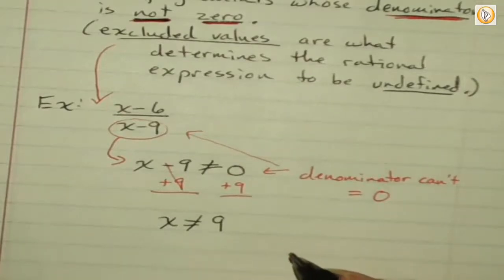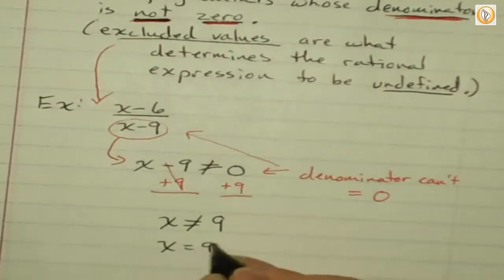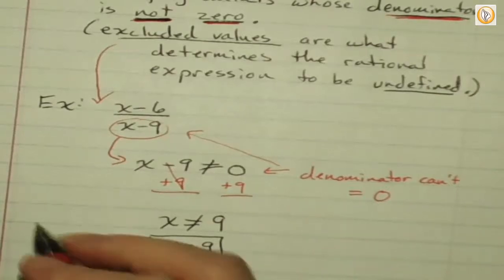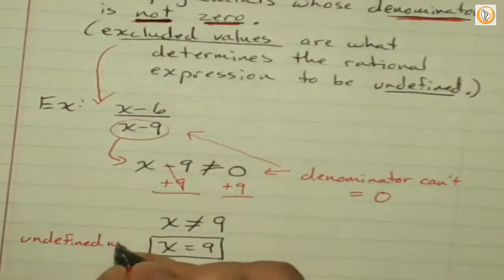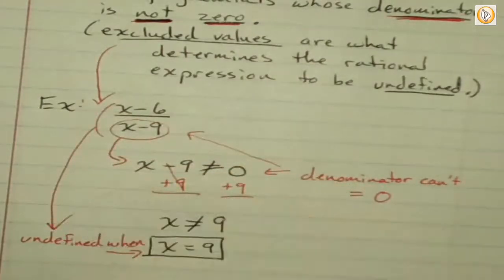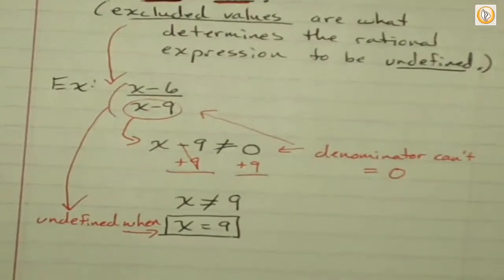So the answer is x is 9. Because, now listen carefully, it's undefined when x equals 9. This whole problem is undefined when x equals 9. So write that down, sit back, look at it again, and it's going to make sense when I show you my check.